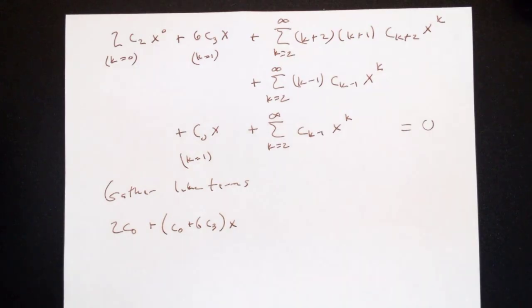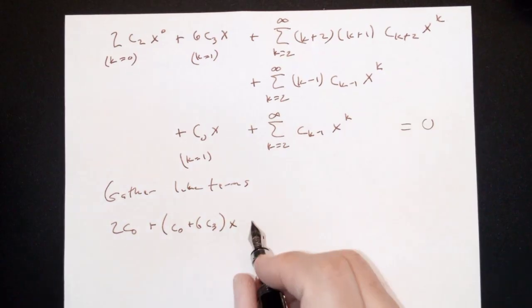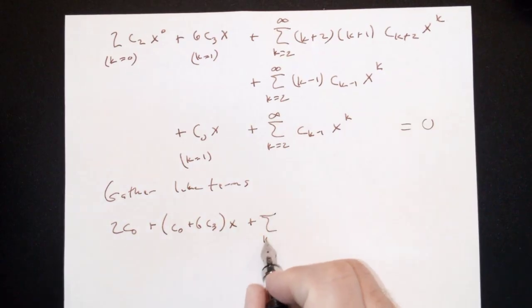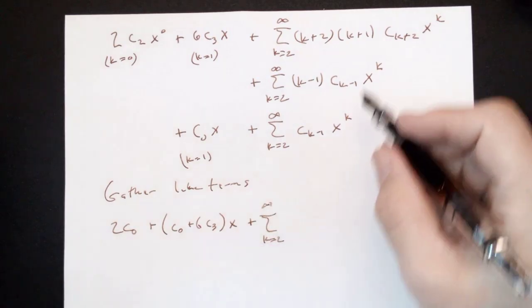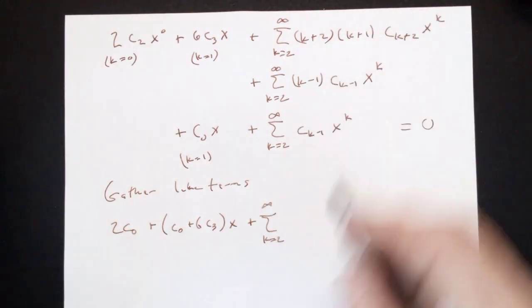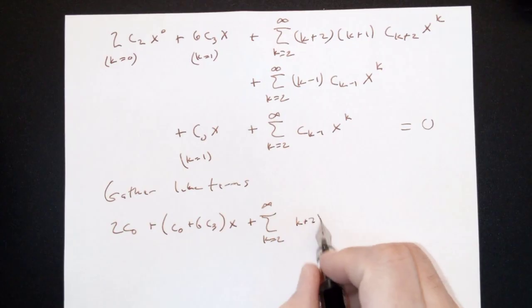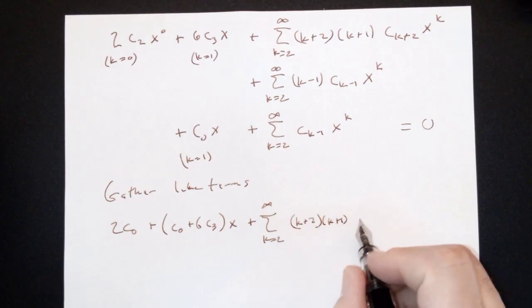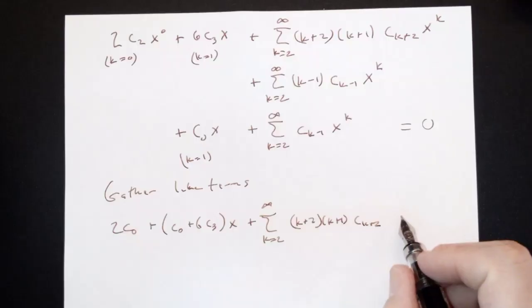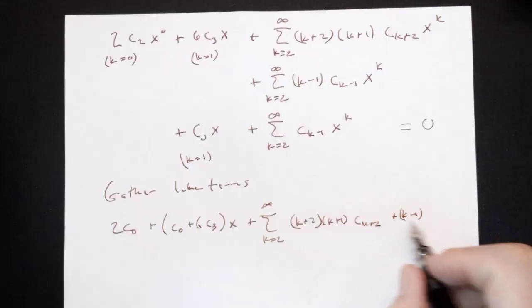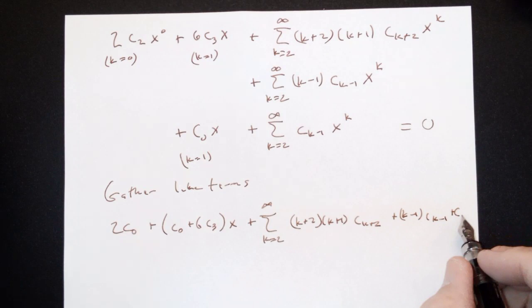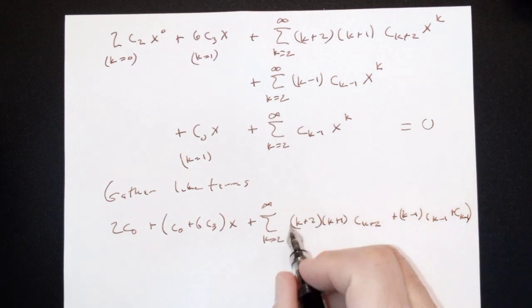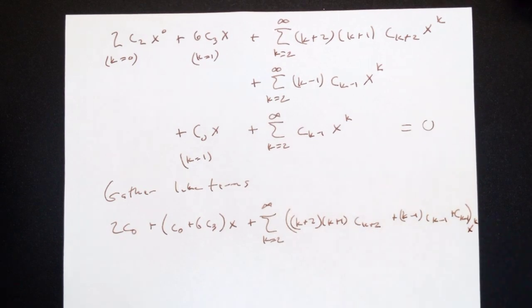With me on the giant sum? Okay, so what's the giant sum? Well, all I have to do is add all the coefficients here: (k+2)(k+1) c(k+2) plus (k-1) c(k-1) plus c(k-1), times x to the k. I ran out of room there right at the end. And that's equal to 0.